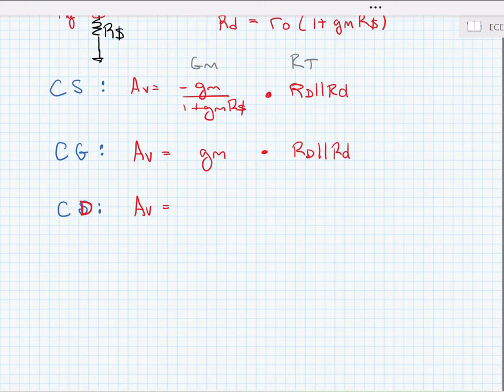And the common drain amplifier is gm divided by (1 + gm R_S), and the total resistance is R_S.